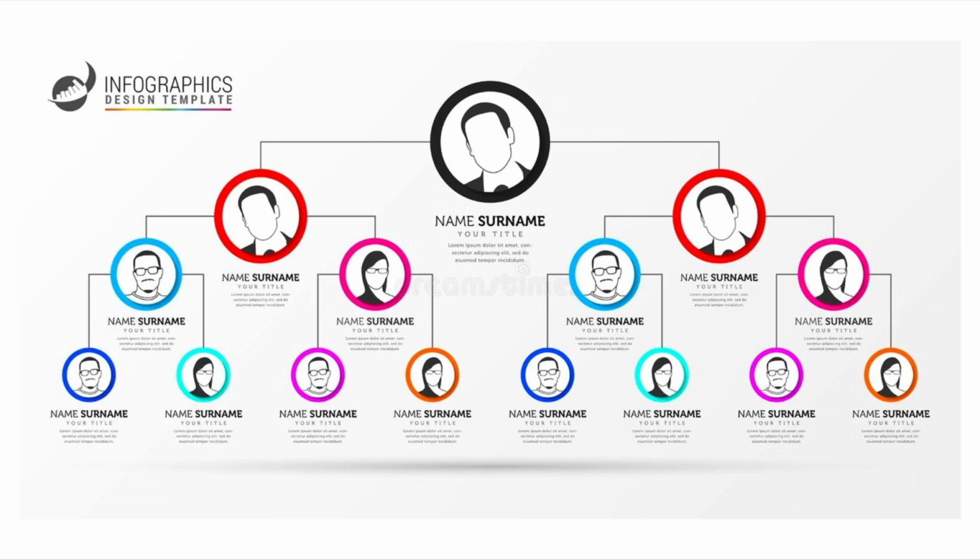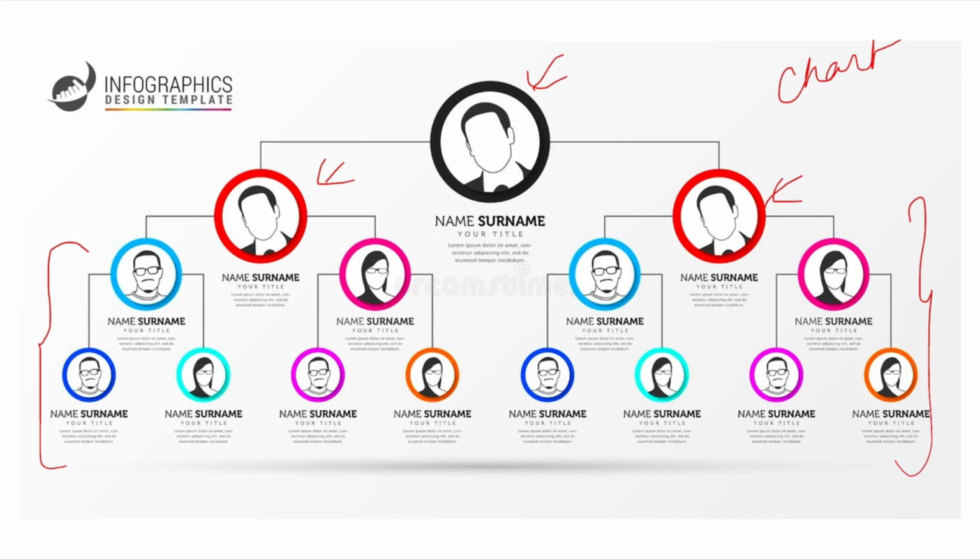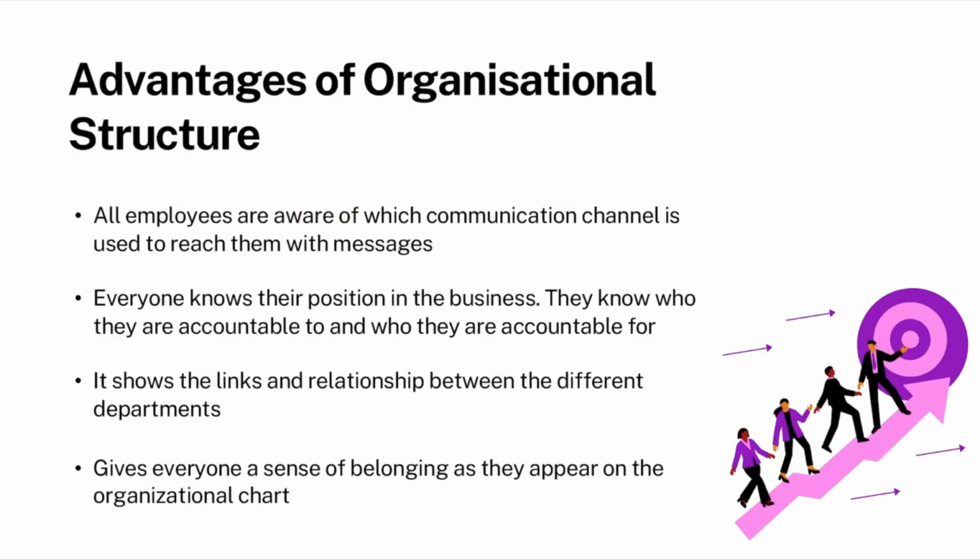So in this picture that you see here, this is what we call an organizational chart. So first we have the owner of the company, and then we have our two managers, and then we have all the departments and the employees working under the managers. Alright, so moving on, what are the advantages of an organizational structure?